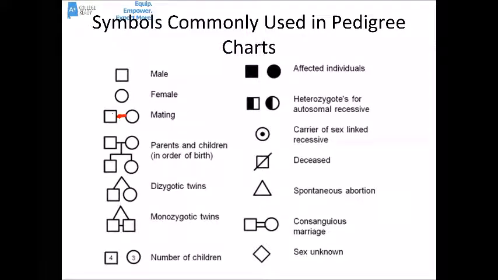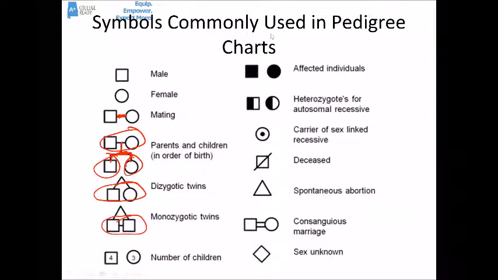Individuals connected through their centers by a horizontal line are mating, and then their children are connected by a vertical line and a horizontal line, like so. So this couple has 2 children, 1 daughter, 1 son. We can see dizygotic twins, so these would be fraternal twins, not identical, or monozygotic twins this way. Those are identical twins.